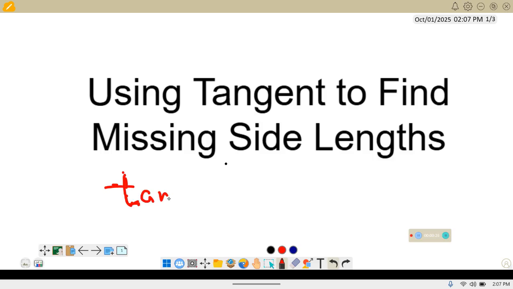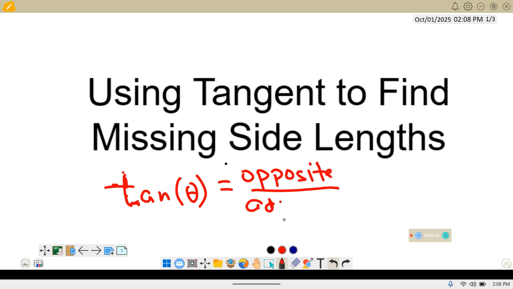So the tangent of theta, and remember theta is just an unknown, the tangent of theta is the opposite over the adjacent. Okay. And so that's the information we need to know. And let's see how we're going to use that.